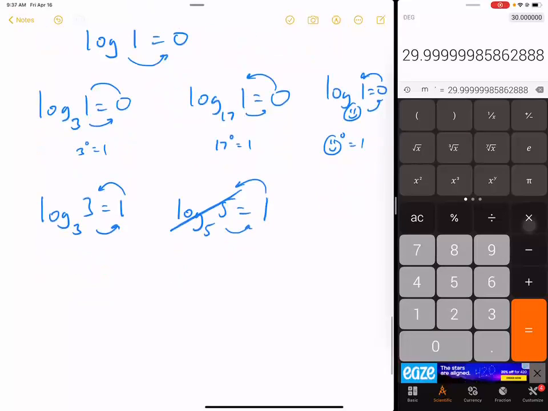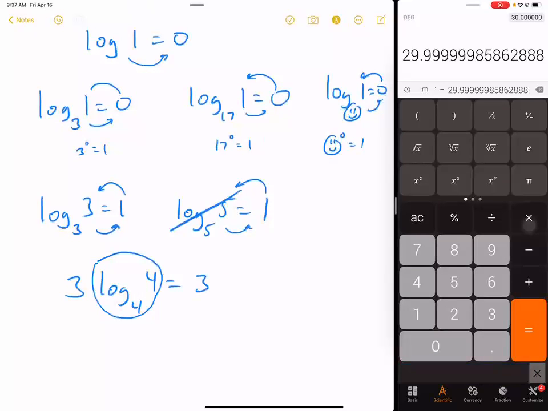If I give you 3 times log base 4 of 4, what happens to this answer here? What exponent of 4 gives you back 4? That just becomes 1. Because this is equal to 1. Okay? So be able to say, hey, whenever you take a log with the same base, it actually cancels out to just become 1.